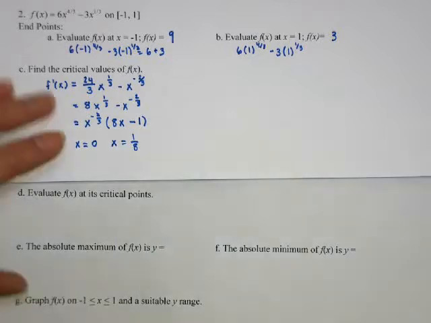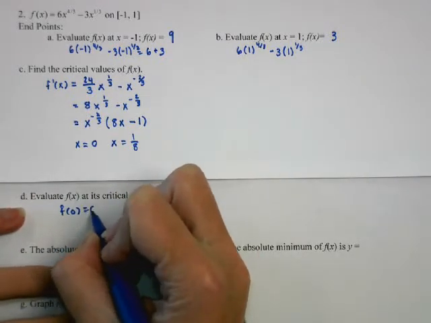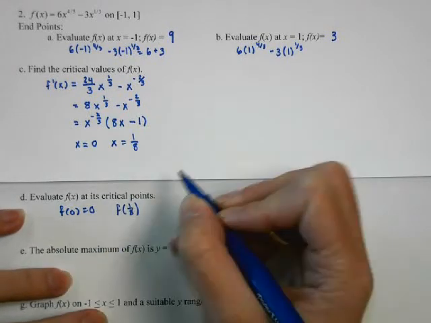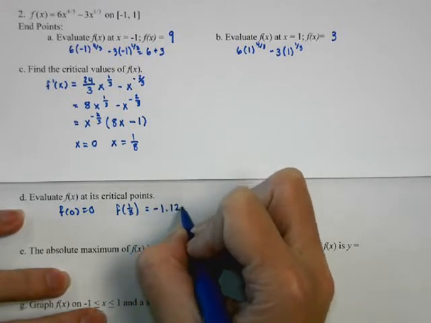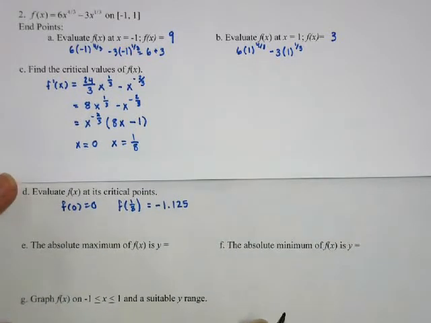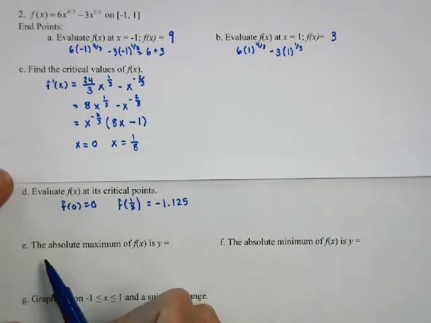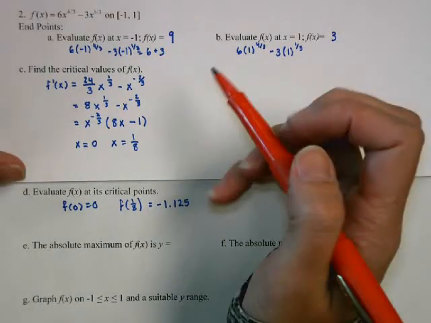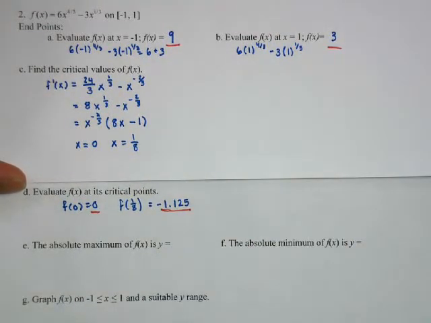So f of 0 is just going to be 0. Okay, and f of 1/8, you can just use your calculator. We get a -1.125. You certainly could do this by hand, but we won't. The absolute maximum, so the 4 values that we're looking at are the values at the endpoints and the values at the critical points.